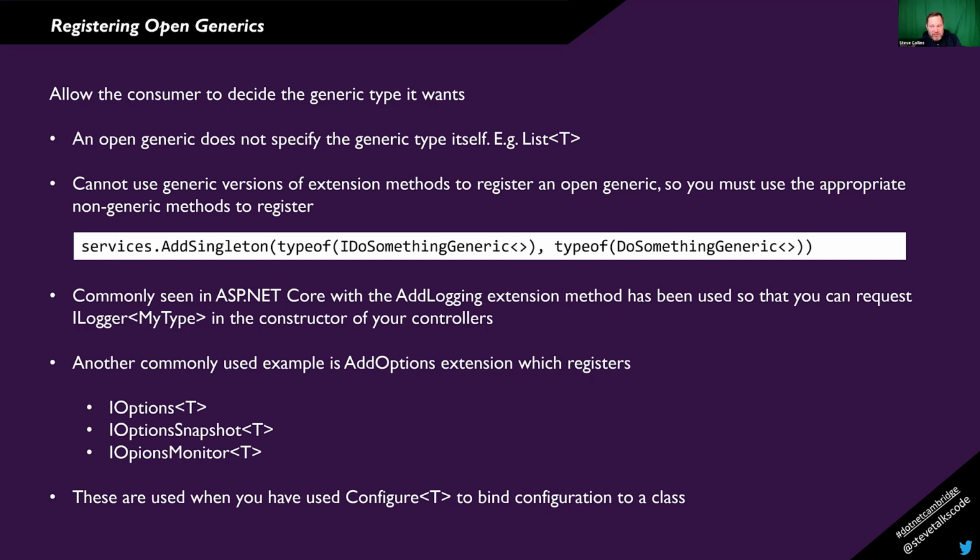You will hit a problem if your type definition includes a constraint on the generic type, such as limiting it to being a class or limiting it to being a particular interface or inheriting from some base class. The problem is that the makeGenericType threw an argument exception.